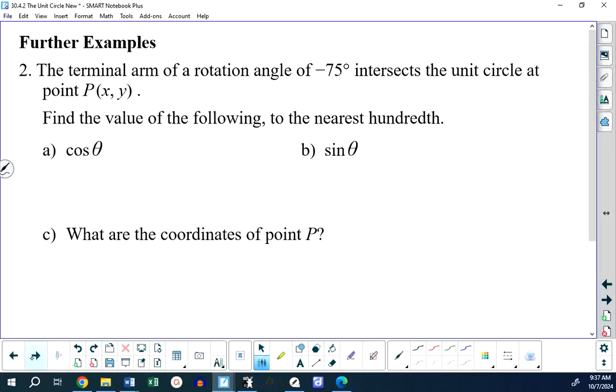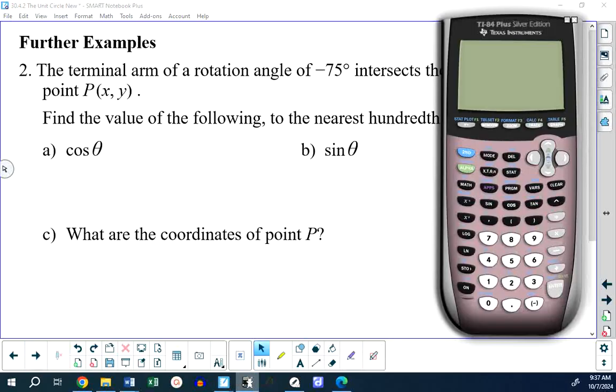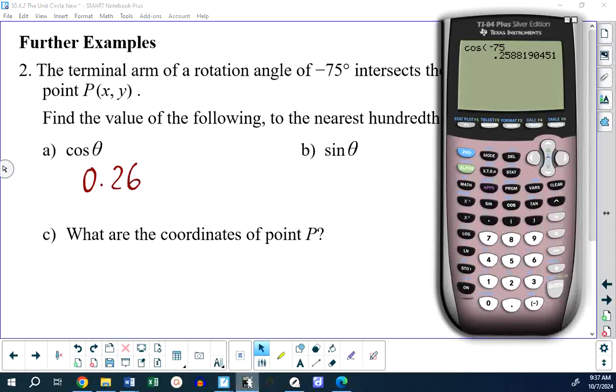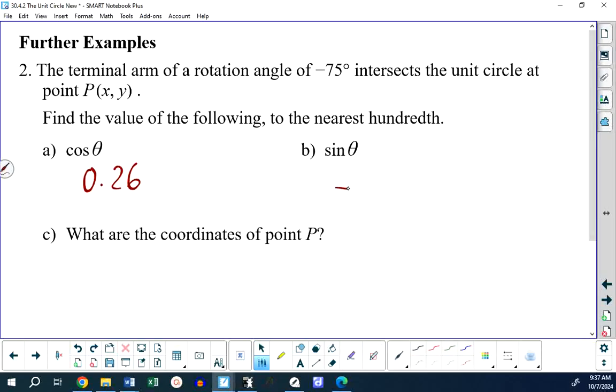What's the value of cos of theta? Okay. We're just going in degree mode. We're taking the cos of negative 75. It's this number. To the nearest hundredth, 0.26. What is the value of sine of theta? Negative 0.97. What are the coordinates of point P?